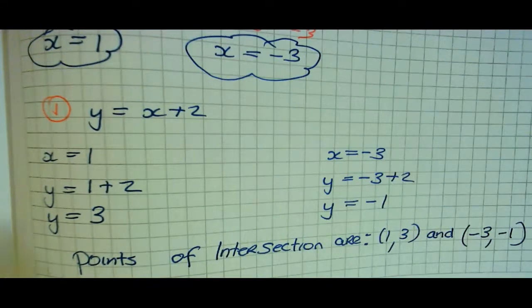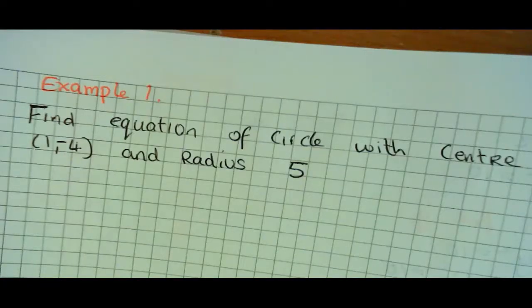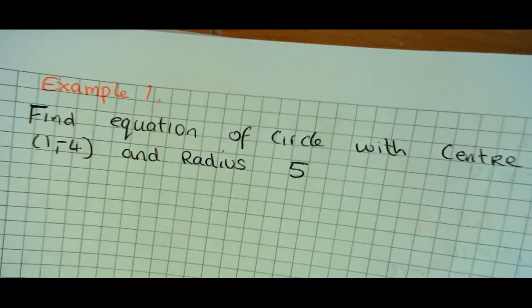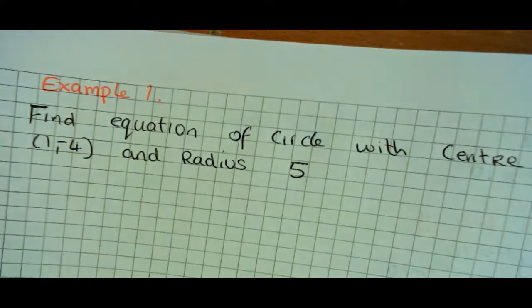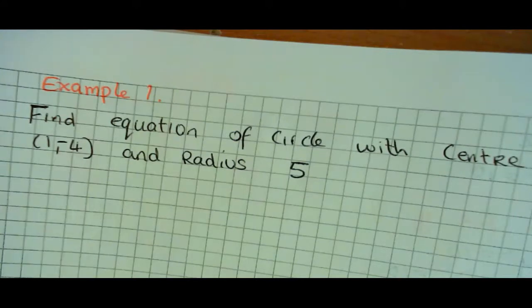Okay, so hopefully that's okay. So now I'm just going to do an example where the centre of the circle is not 0, 0. Okay, so we're asked to find the equation of the circle with the centre 1, minus 4 and the radius 5. Okay, so that's what we're asked. So we go to our log table, so again it's given to us, we don't need to remember it.